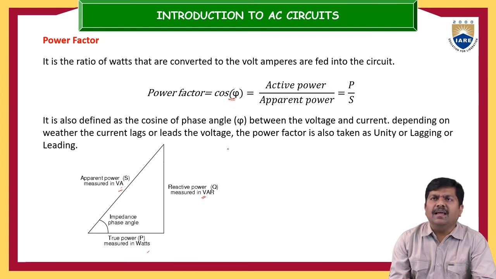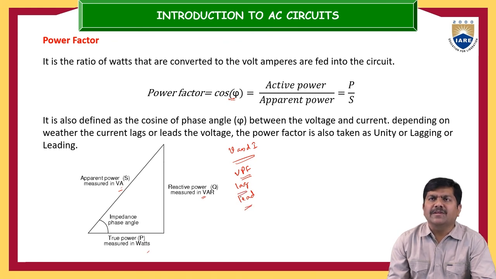This is the angle difference between voltage and current, and it is one of the important parameters in electrical circuits. The power factor may be a unity power factor, a lagging power factor, or a leading power factor. In today's video, we have discussed when the unity power factor happens and when the lagging and leading power factors happen in the electrical circuit.